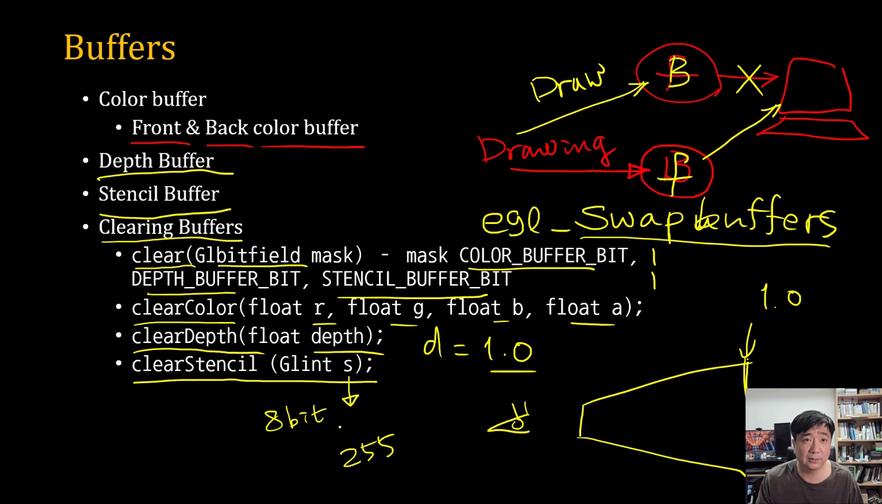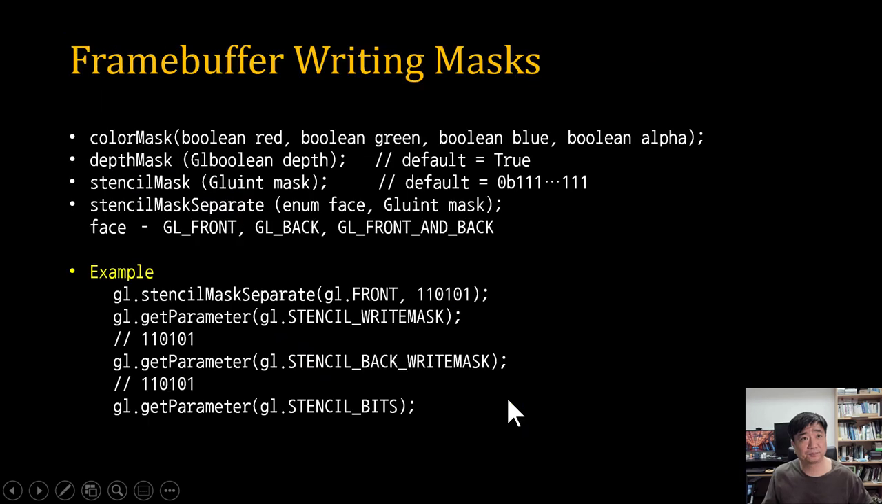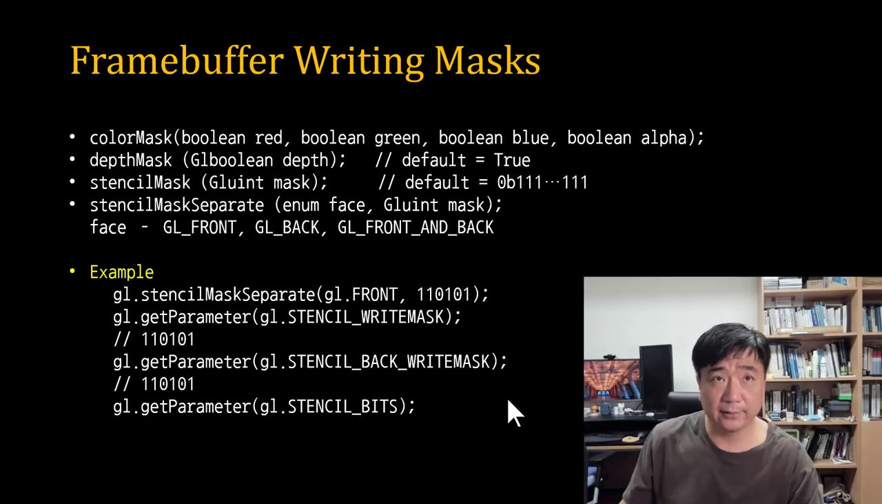The smallest value is very easy, so we can set it to 0. But in the case of a big value, if the stencil buffer has a 16-bit depth, then we should set 2 to the power of 16 minus 1, and for 32-bit, 2 to the power of 32 minus 1. So we need to know the bit depth of the stencil buffer. Okay, then we can control that.